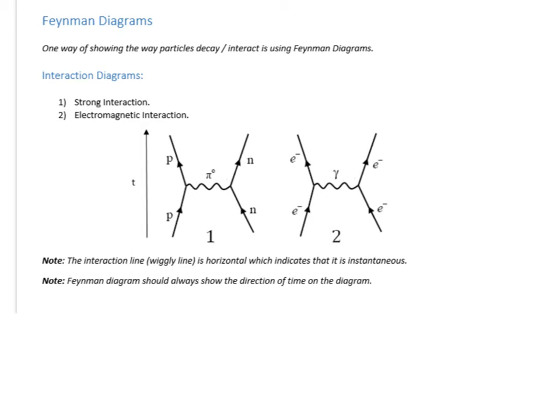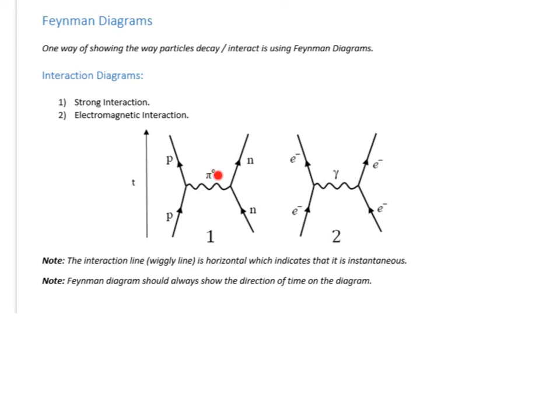So here's a couple of examples. This is actually showing you strong interaction between a proton and a neutron. So strong interaction doesn't cause the particles to change. As you can see here, you've got the same particles going in as you do going out. But what you do see is this wiggly line here is called an interaction line, and it's showing the interaction between a proton and a neutron.